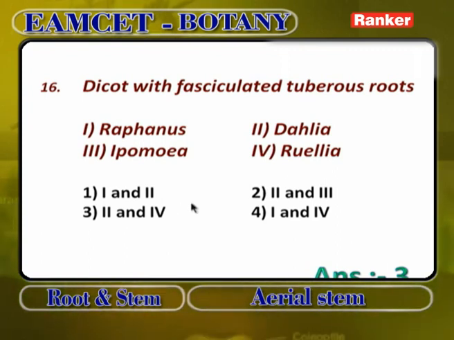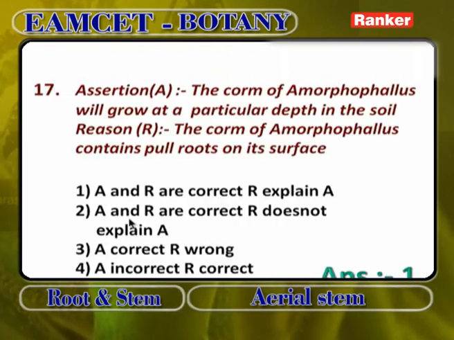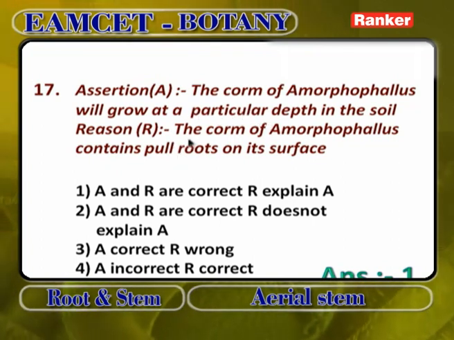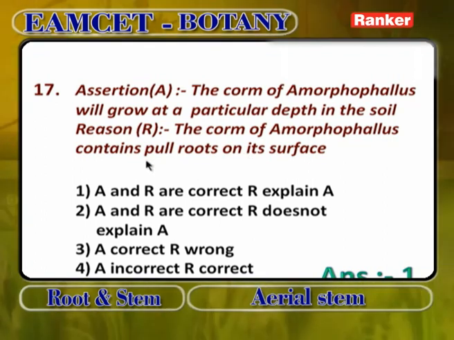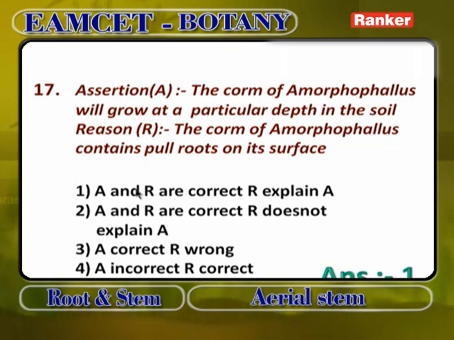Next. A dicot plant with fasciculated tuberous roots. Just now I told Dahlia and Ruellia, 2 and 4. They are dicots with fasciculated tuberous roots. Next. This is assertion. The culm of Amorphophallus will grow at a particular depth in the soil. The culm of Amorphophallus has pull roots on its surface. Actually, it is belonging to stem bit, but because we are discussing root, to explain about pull roots, this question is given. So, A and R are correct.